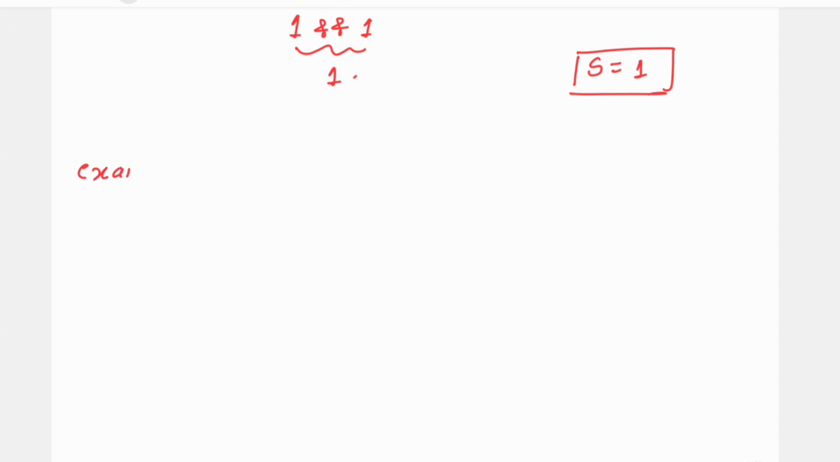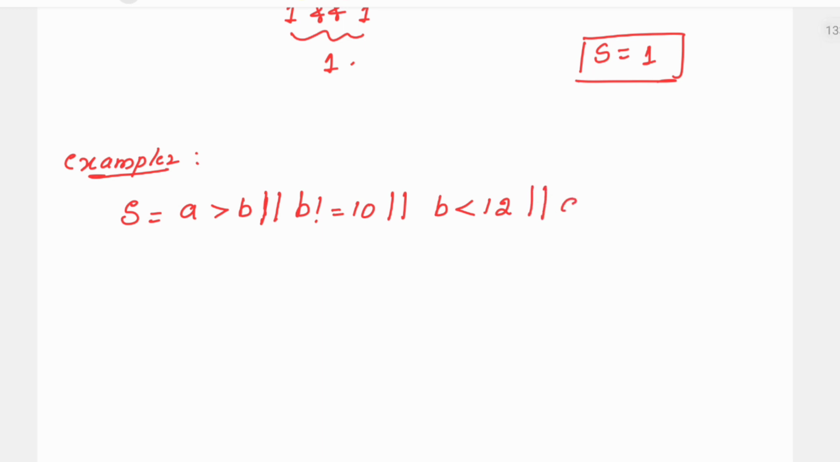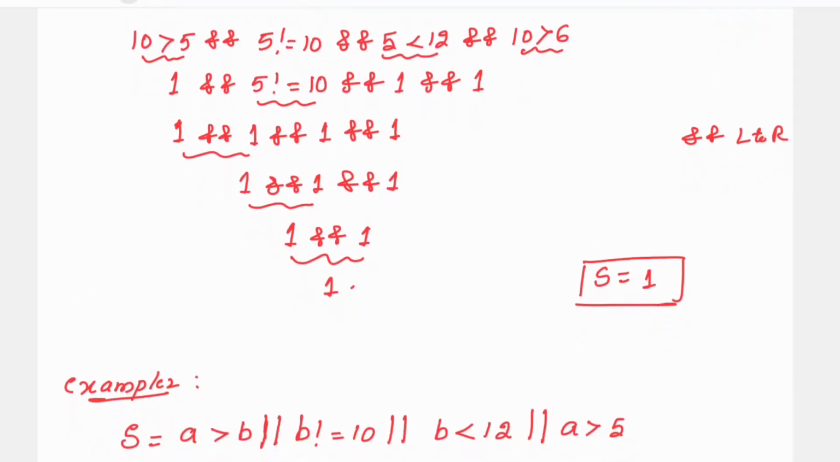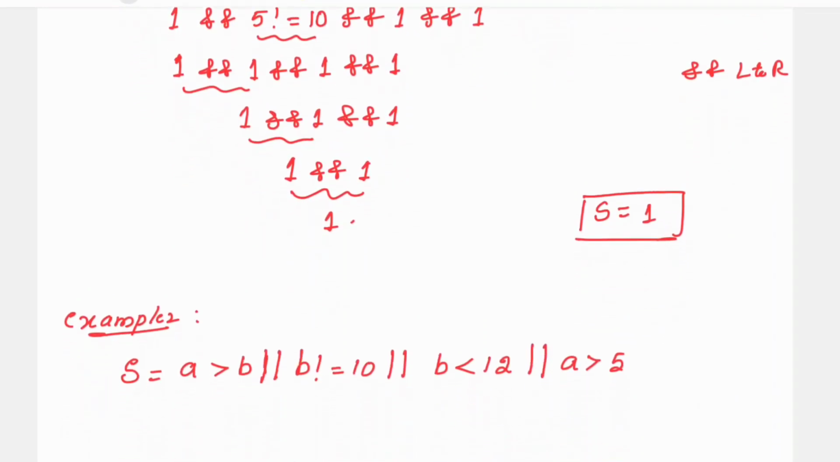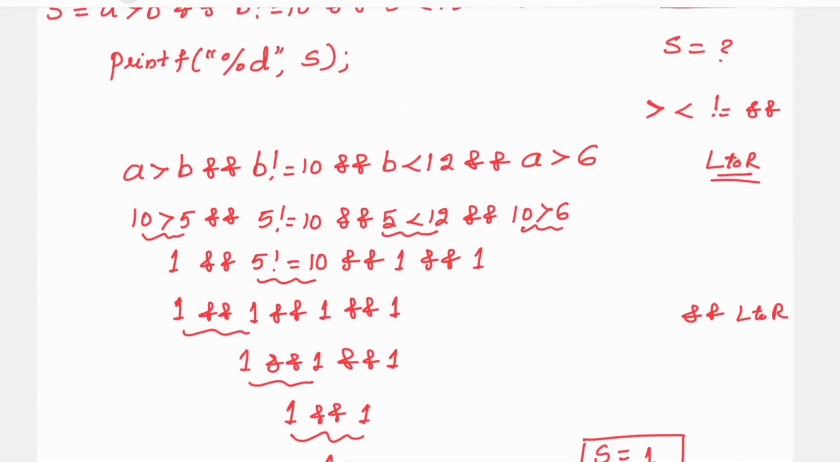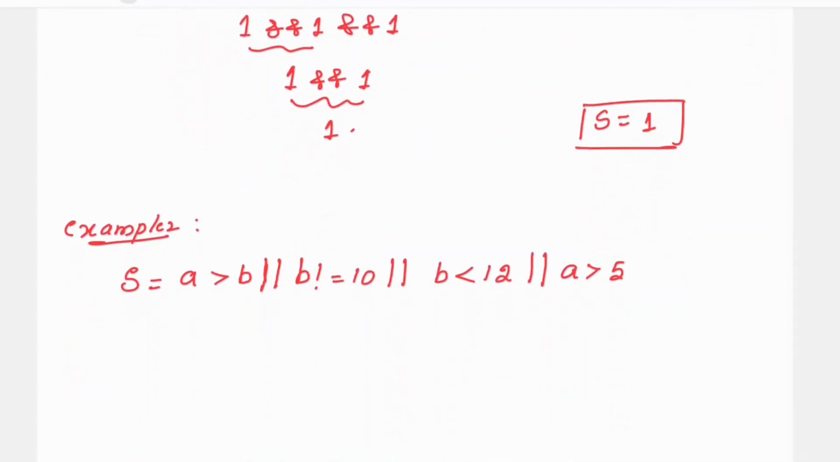I'll take one more example and show you. Example 2. Let us make use of the OR operation. Suppose in the OR operation you want to store the result in the variable S. A greater than B, logical OR with B not equal to 10, logical OR with B less than 12, logical OR with A greater than 5. So what have I done? The same expression whatever I had used for logical AND, I have used here for logical OR, and the values for A and B, A is 10 and B is 5.